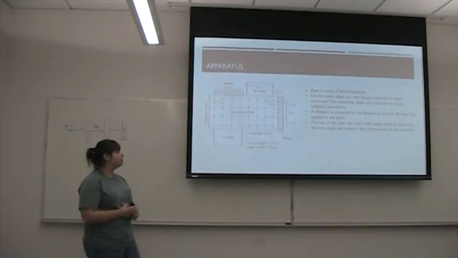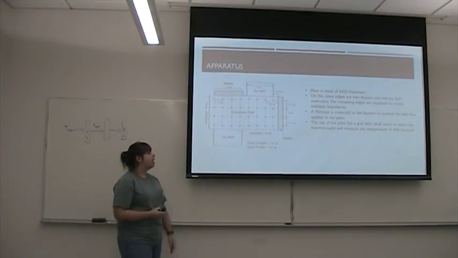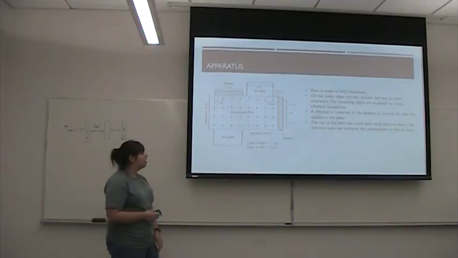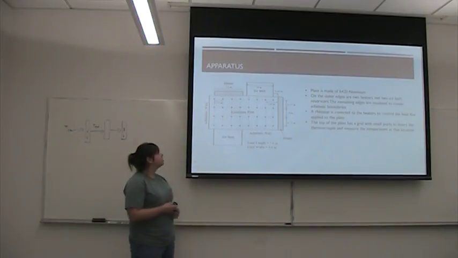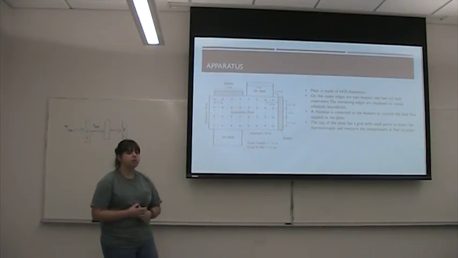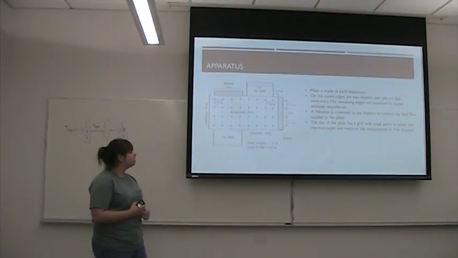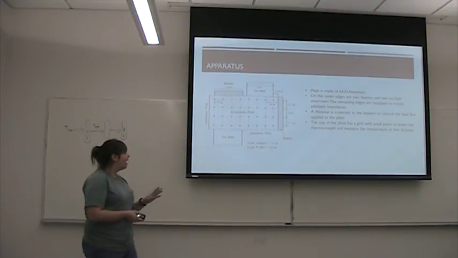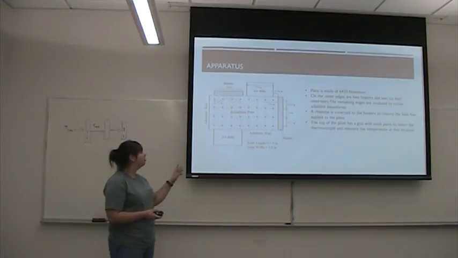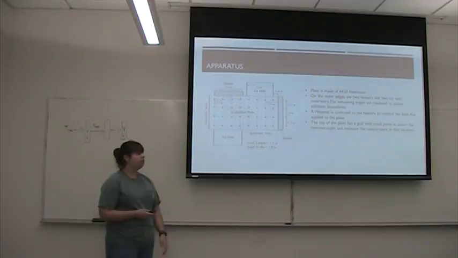So the apparatus we're going to be using is this one right here. We have an aluminum plate, and inside these little dots are our ports where we're going to be measuring the individual temperatures. We have 2 heaters, 2 ice baths, and the rest of the apparatus is covered with insulation for an adiabatic wall.